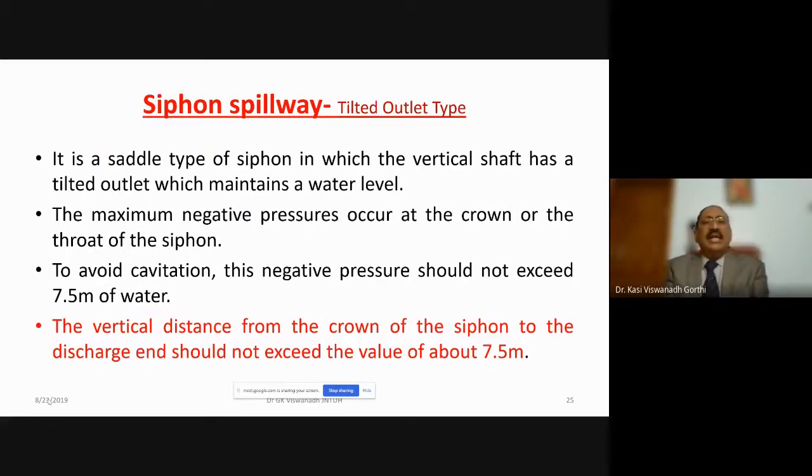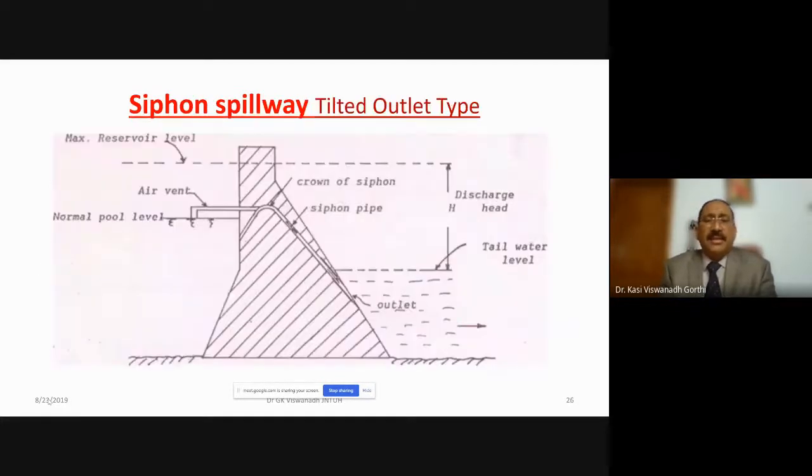It is a saddle type of siphon in which the vertical shaft has a tilted outlet which maintains the water level in the tilted outlet. So the maximum negative pressure occurs at the crown or the throat of the siphon. To avoid any cavitation, this negative pressure should not exceed 7.5 to 7.6 meters of water. The vertical distance from the crown of the siphon to the discharge end should not exceed about 7.5 meters. So this is how the air vent is provided and the normal pool level of the water.